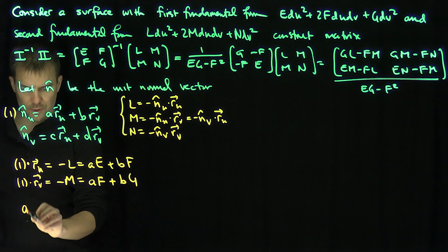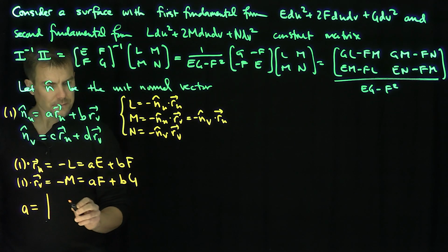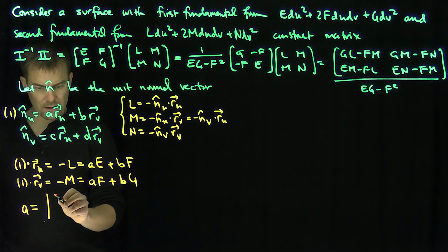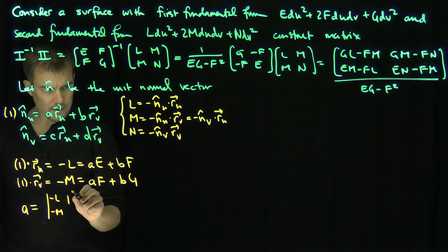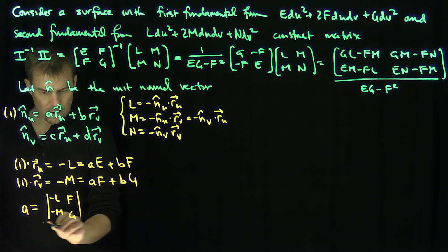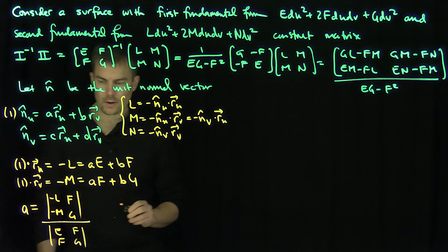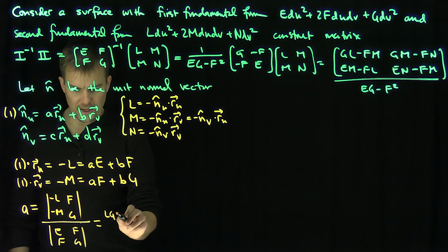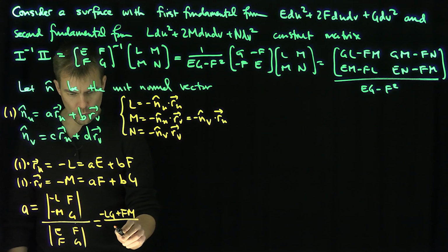So Cramer's rule tells me what? Cramer's rule tells me that A is going to be the determinant of negative L, negative M, and then F, G, over the determinant of E, F, F, G by Cramer's rule. So this is going to be LG minus FM, negative LG plus FM, over EG minus F squared.